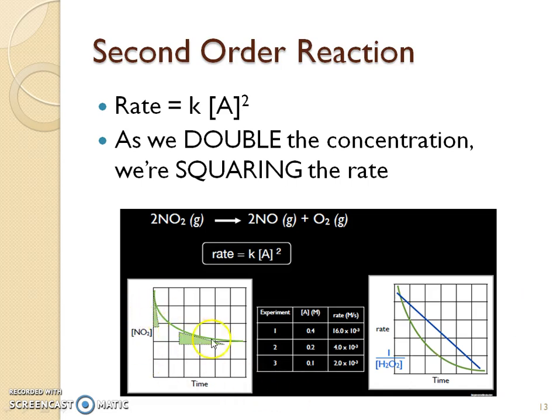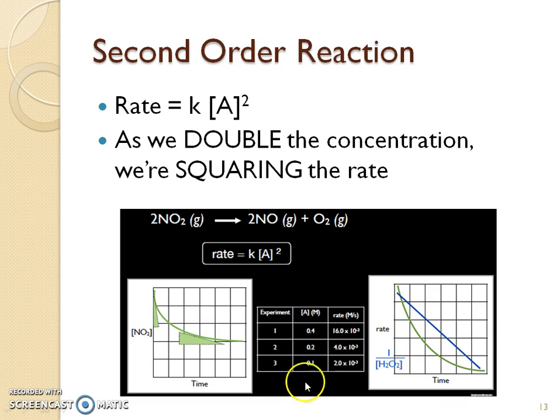Again, if we just graph regular concentration versus time, we get a curve, and that curve isn't really going to help us. So what happens here is we graph 1 over the concentration, the inverse of concentration, and we get that nice straight line that's easy to analyze.